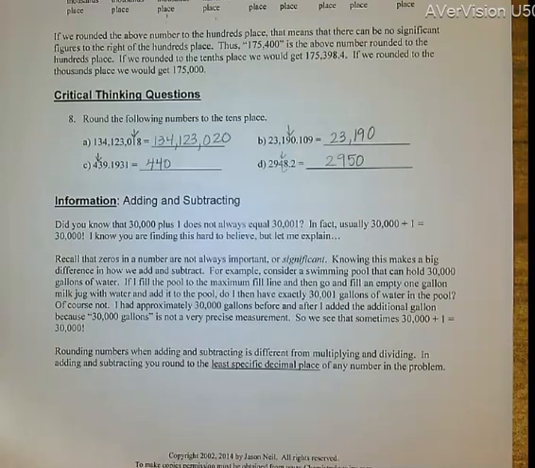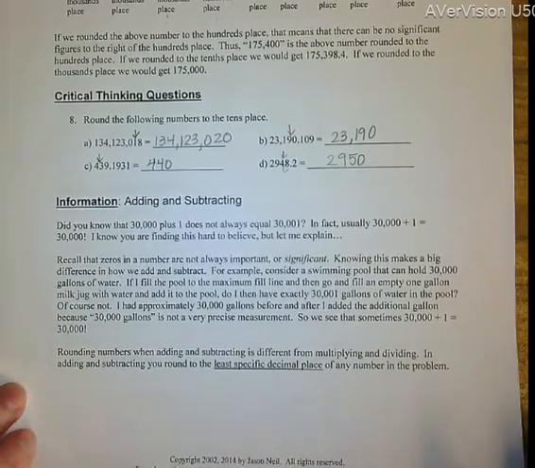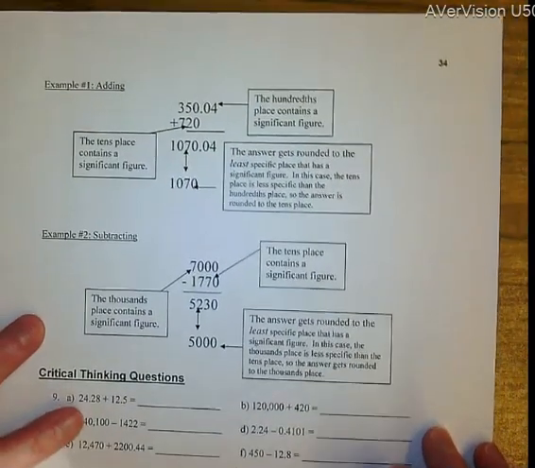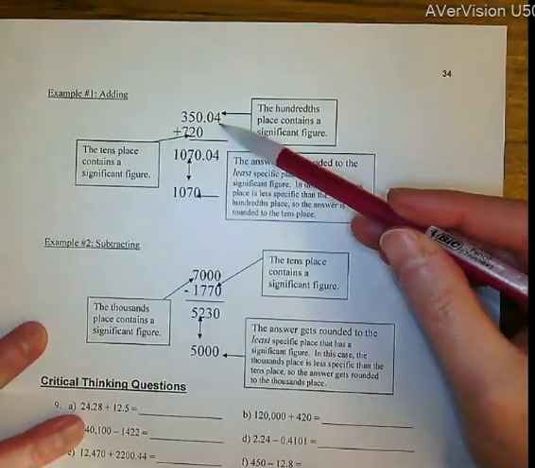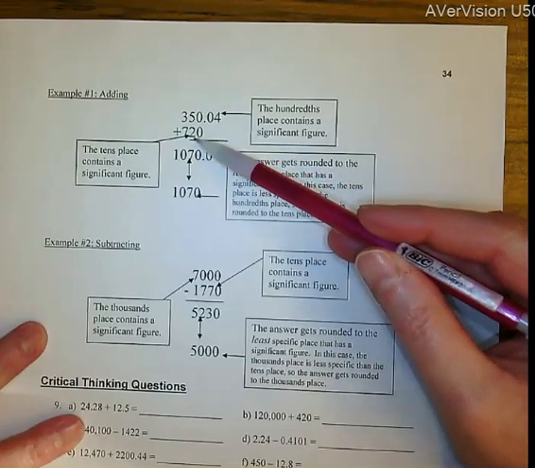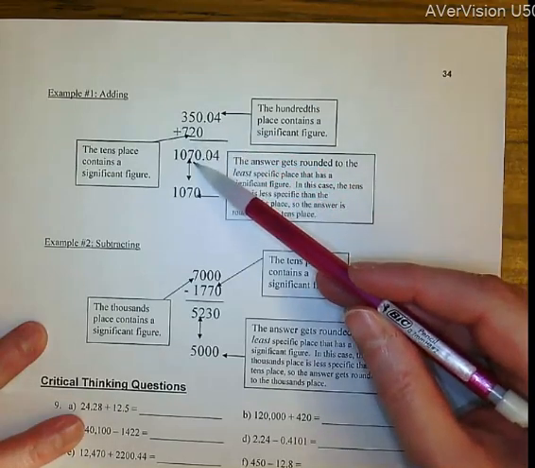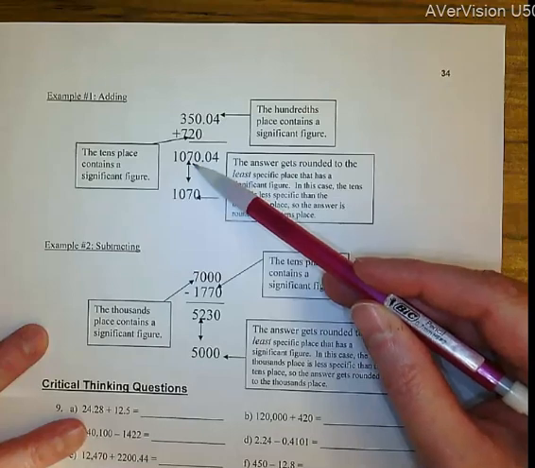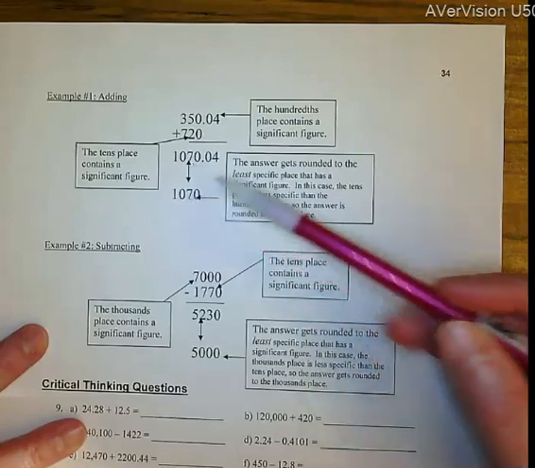Rounding numbers when adding and subtracting is different from multiplying and dividing. In adding and subtracting, you round to the least specific decimal place of any number in the problem. So example number 1, right? The last significant digit is in the hundreds. Here it's in the tens, which means when I add and subtract, my last significant digit that I'm going to round to is in my tens position.